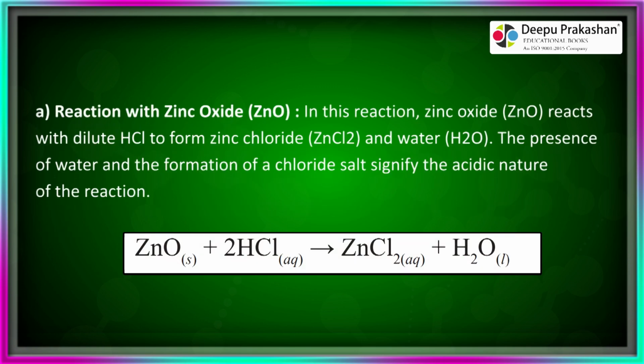A. Reaction with zinc oxide, ZnO. In this reaction, zinc oxide, ZnO, reacts with dilute HCl to form zinc chloride, ZnCl2, and water, H2O. The presence of water and the formation of a chloride salt signify the acidic nature of the reaction.